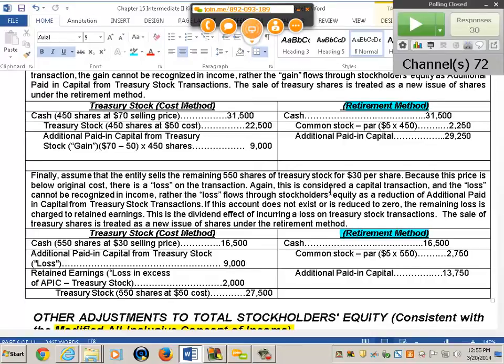Okay, so now, before we get into our last two topics, any other questions on treasury stock, anything else on stock dividends?